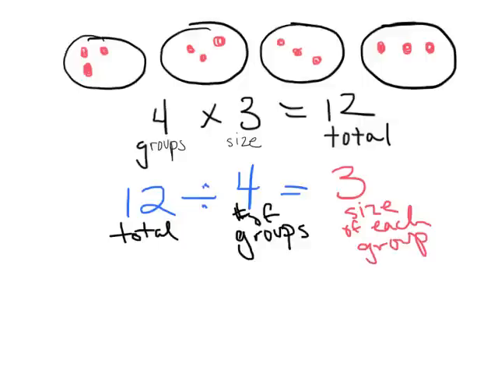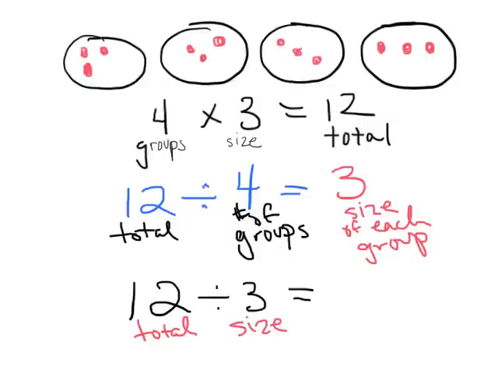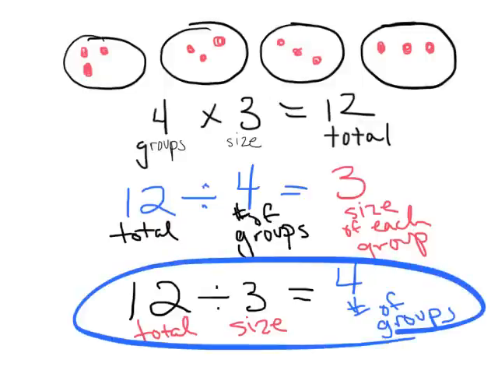Now, in a future lesson, students are going to learn that you can also do 12 divided by 3, which means 12 is the total, and the 3 is the size of each group, and the answer, in this case 4, is the number of groups. But that's a future lesson. Today, when we're dividing by a number, it's the number of groups.